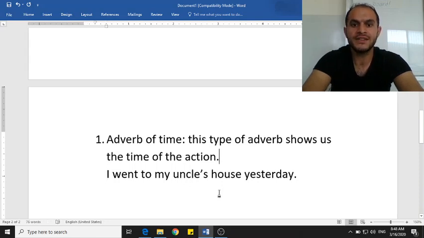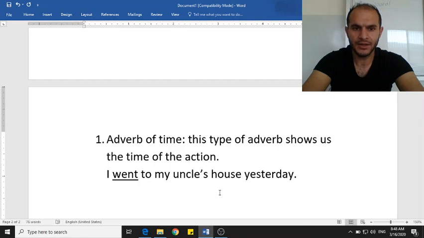Now, in this sentence, I want you to find the verb. Think about it. Where is the verb? Where is the action? Went. Yes, because this is what I did. And this is what I call here. What do I call this? We call this the verb because it's the action.